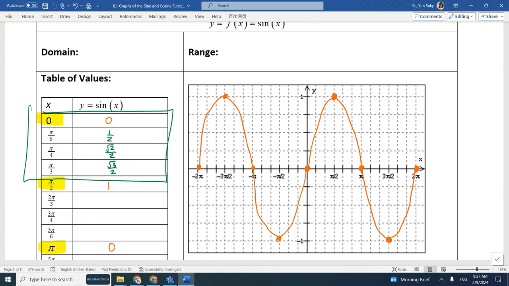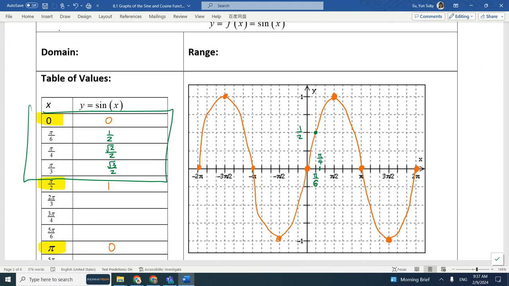So pi over 6 is here, and do you see 1/2 is here? When x is pi over 6, the y is 1/2. Where is pi over 4? That's the middle of pi over 2. Yes, everybody? So we can draw the middle here, pi over 4.